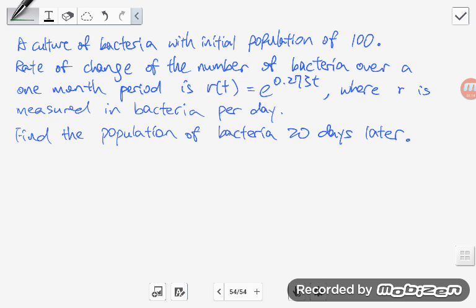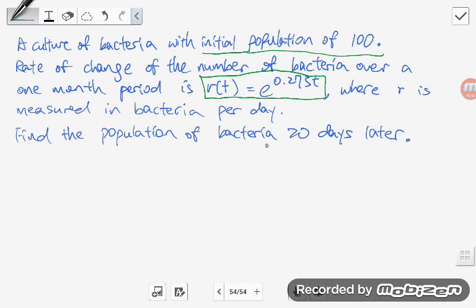Okay, welcome back. So we're talking about bacteria, right? The initial population is 100, and the rate of change over time is this. This is the rate of change, right? And the value that I get out of this function, this R of t, is the number of bacteria per day. Okay, so now the question wants us to find the population of bacteria 20 days later.